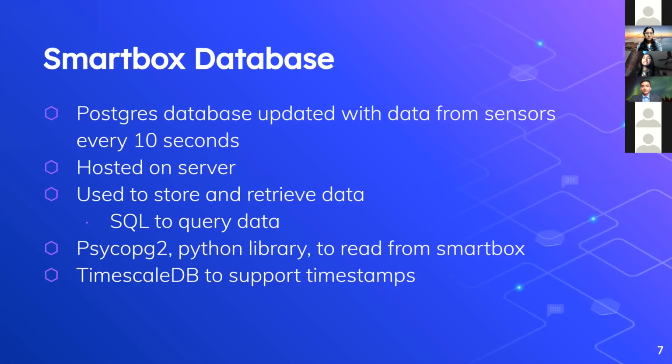And now for the SmartBox database. This is the Postgres database, which is updated with data from the sensors every 10 seconds when the box is powered. We relied on this to store and retrieve data using SQL to query. Psycopg2 is a Python library, and we use this to implement periodically collecting data from the database without having to manually write a query each time. So it would be automatic. The data table within the database uses TimescaleDB, which is a time series optimized database, which runs over Postgres, and this is needed to support timestamps.